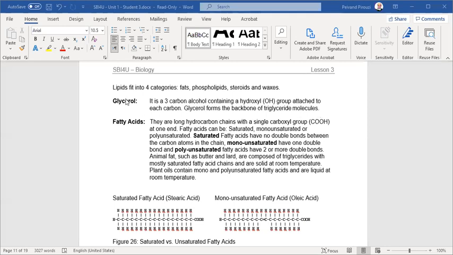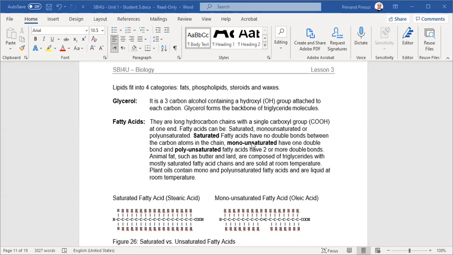Now, after glycerols, we can also talk about fatty acids. What are those fatty acids? They are long hydrocarbon chains with a single carboxyl group, COOH, at one end. Fatty acids can be saturated, monounsaturated, or polyunsaturated. We're going to see what that is. Saturated fatty acids have no double bond. So we always have single bonds between carbons.